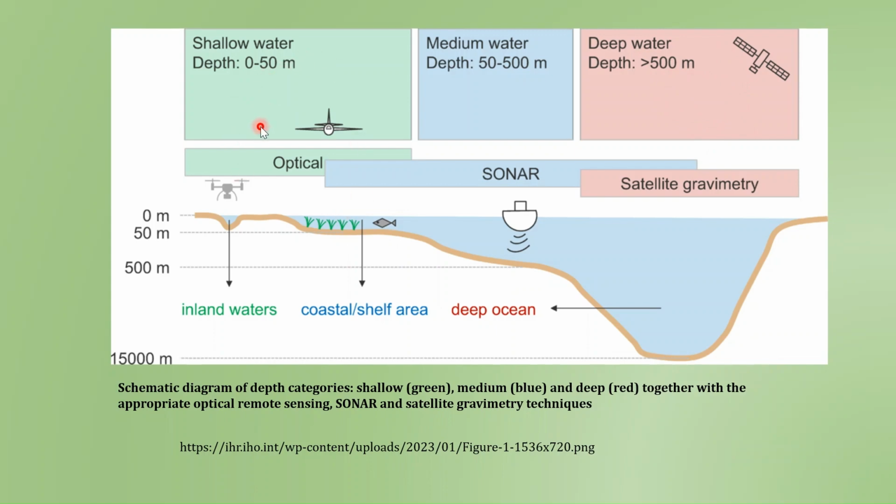So the optical remote sensing is mainly useful for the inland water or for the coastal or the shelf area, and for the deeper ocean the sonar and the satellite gravimetry method is highly preferred.